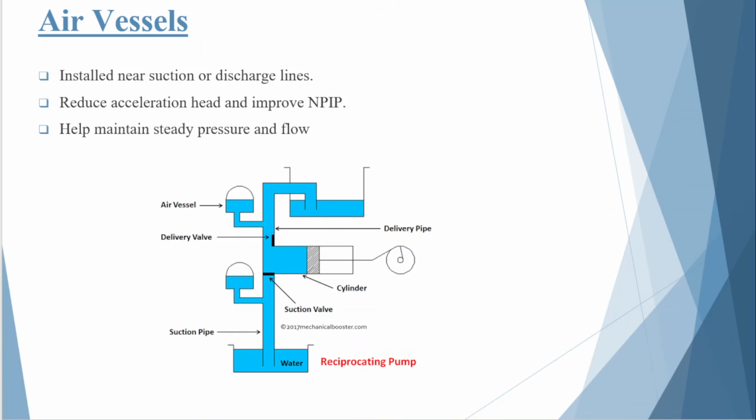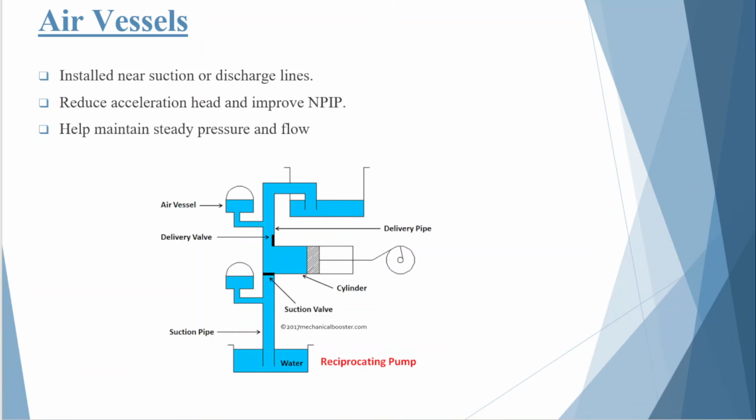As a result, instead of accelerating the entire liquid column inside a long pipe, the pump only accelerates the relatively short column between the pump and the air vessel. Since the effective pipe length becomes much smaller, the acceleration head decreases significantly.